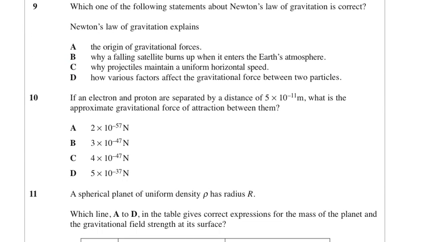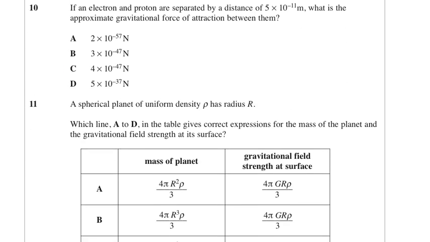Which one of the following statements about Newton's law of gravitation is correct? It explains the origin of gravitational forces, not really, it doesn't explain where they come from, it just models it. It explains why a falling slab burns up, no, that's to do with friction. Why projectiles maintain a uniform horizontal speed, no, it's nothing to do with that. How various factors affect gravitational force, yeah it does, that's exactly what it's about modelling.